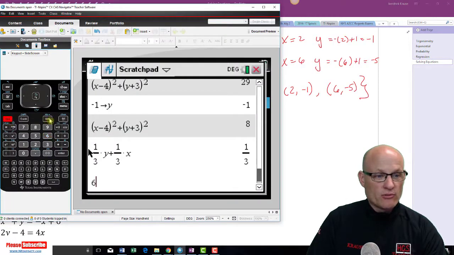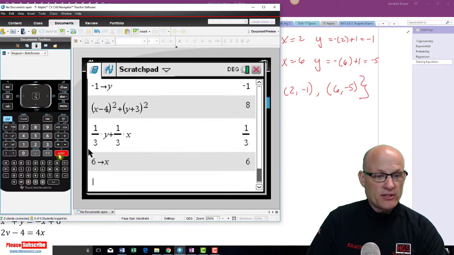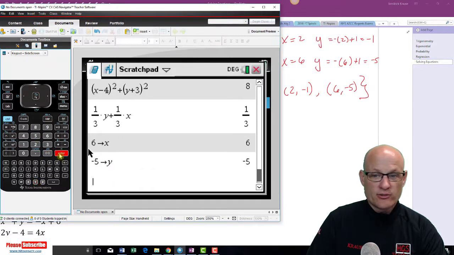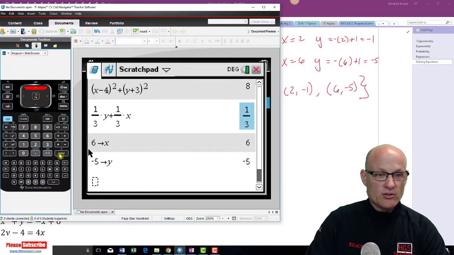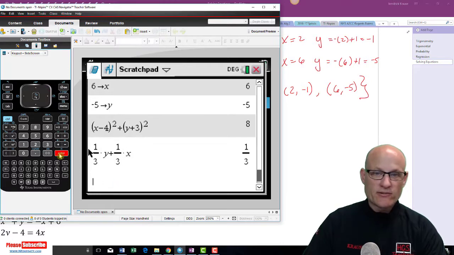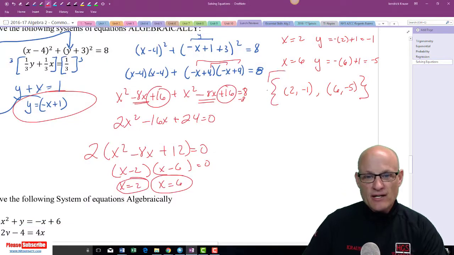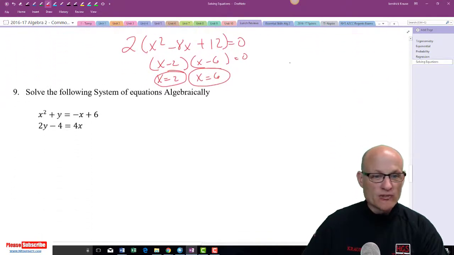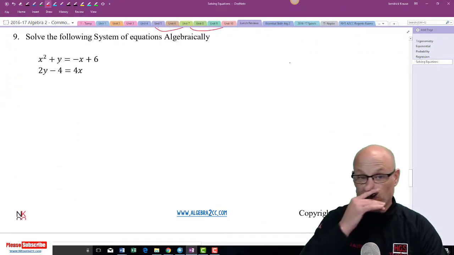6 control var x equals negative 5 control var y. Enter. Hit this arrow. Hopefully this is 8. Yes. And hopefully this is 1/3. Yes. Box it and write me a little note. Dear Mr. Krause, I appreciate your help.